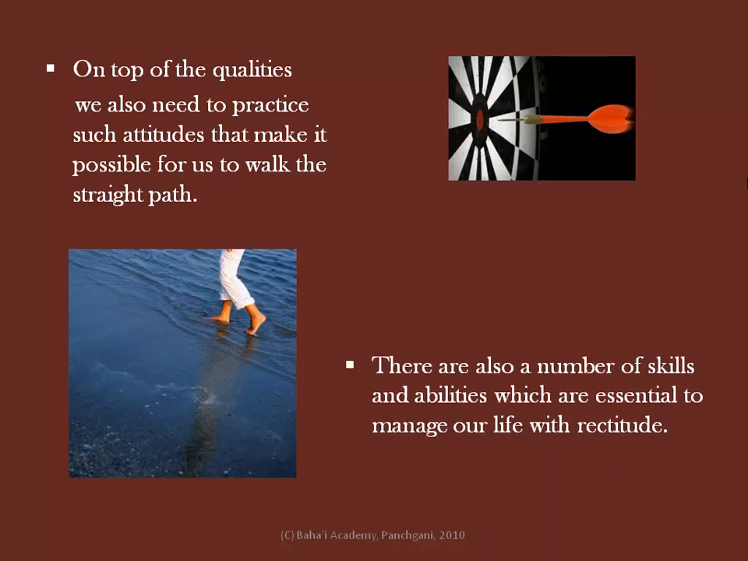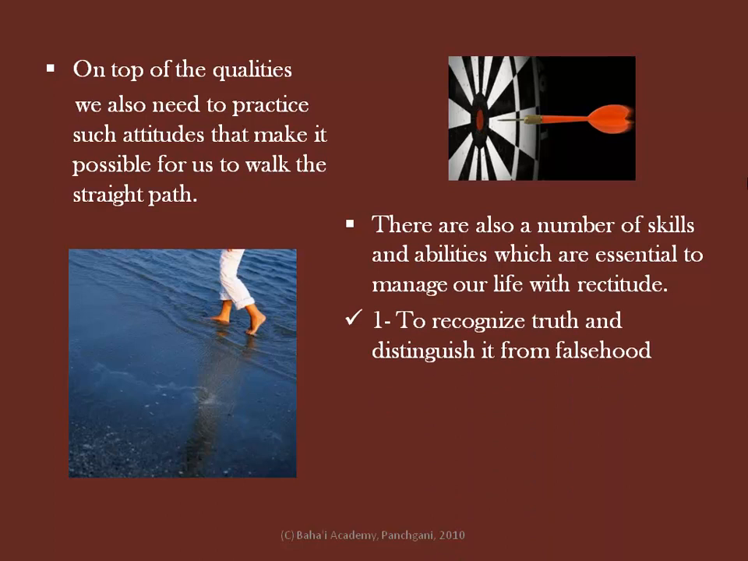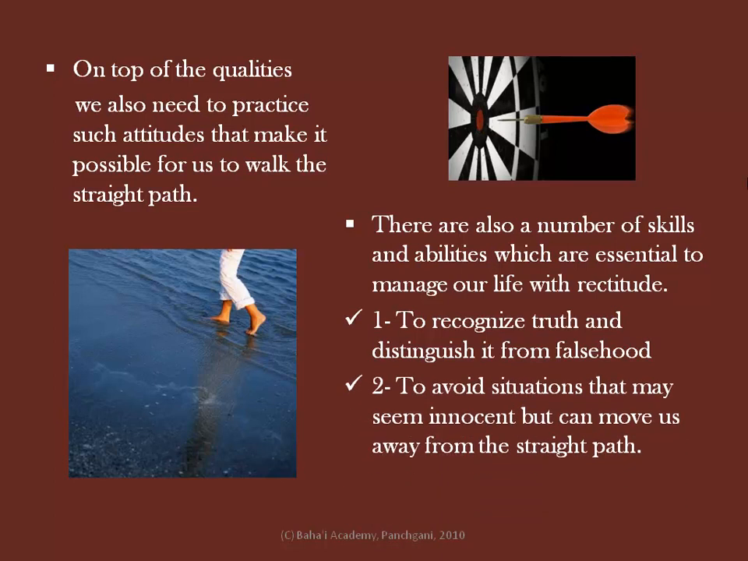There are also a number of skills and abilities which are essential to manage our life with rectitude. 2 of these skills are taken up in this lesson. One is to recognize truth and distinguish it from falsehood. And the second is to avoid situations that may seem innocent but can move us away from the straight path.